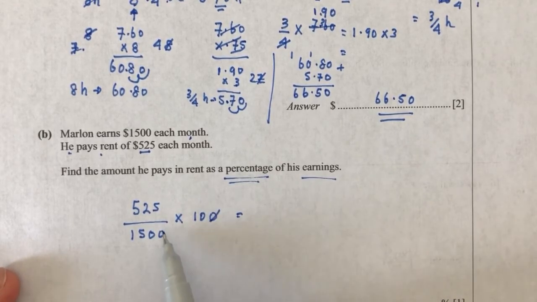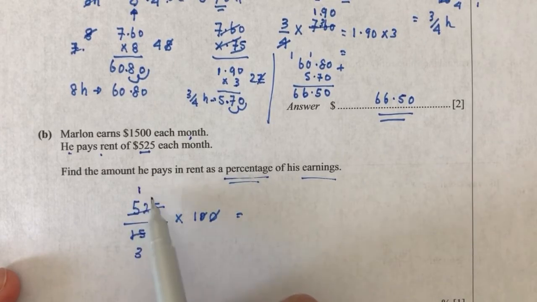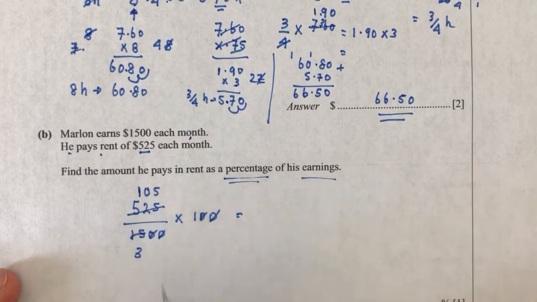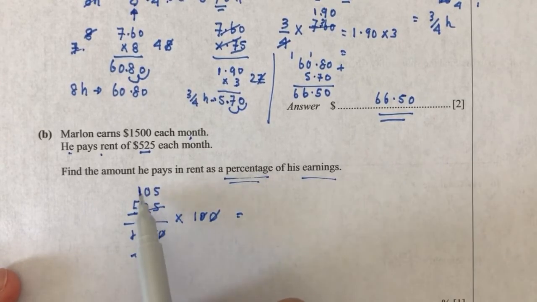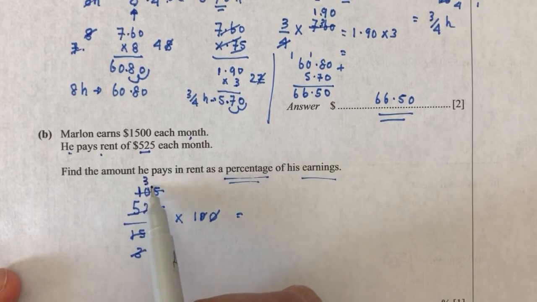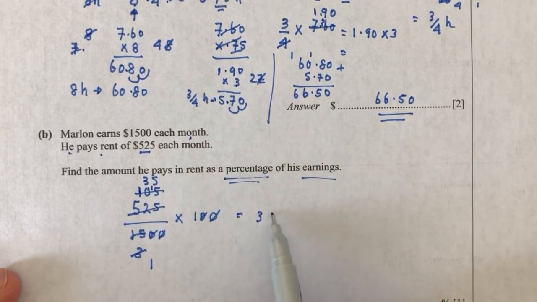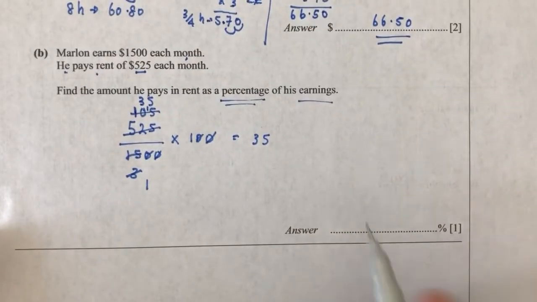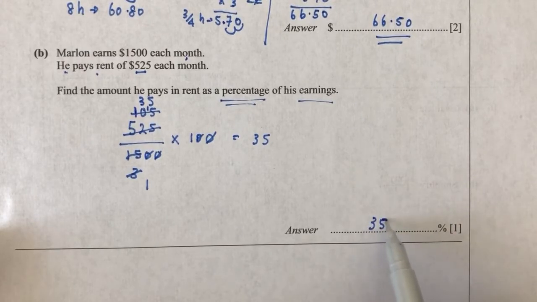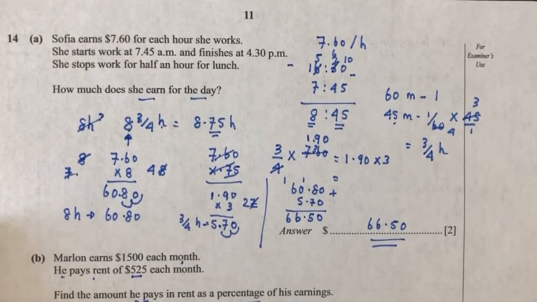Simplify, we have 525 over 1500. Divide by 5, we have 105 over 300. Divide by 3, we have 35 over 100. So part B is 35%. And that is question 14.